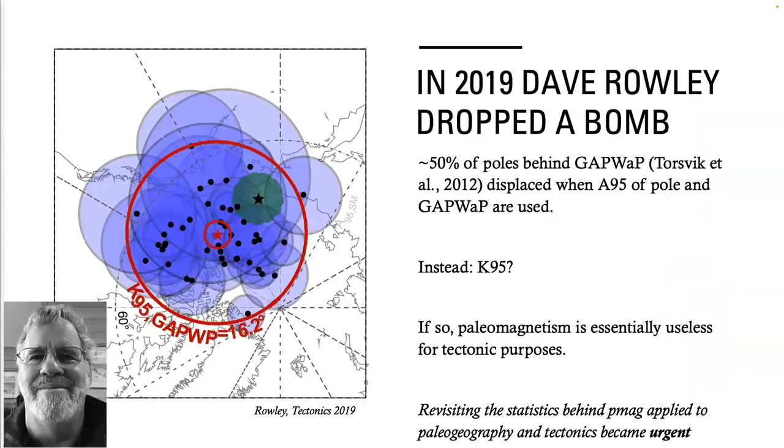And then came a paper by Dave Rowley in 2019. It was published 2 days before Bram Vaes started his PhD. The PhD of Bram was not supposed to be about paleomagnetism, but about mantle frames, but it said, uh-oh, we have something else to solve first.